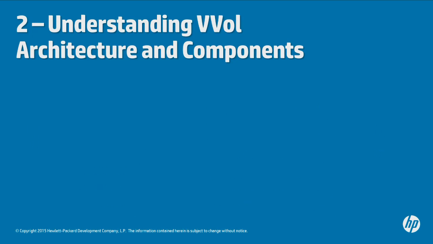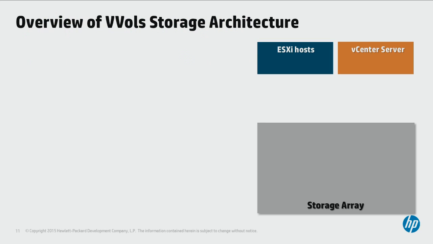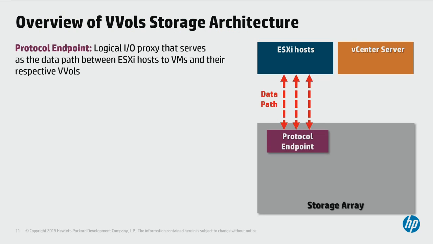So let's dive into the architecture and components. This is a key one to help you really understand what VVols is all about. If you're familiar with VMFS, there's a lot of new things added into VVols. So we'll start at the base, and that's the protocol endpoint. The protocol endpoint is the data path between your ESXi host and the storage array. It's essentially a logical I/O proxy. It's protocol agnostic, so it's not specific to any one protocol, so it works within any protocol. And that's where all my data movement happens between the host and the storage array. I'll talk about the PE in more detail in the next slide.